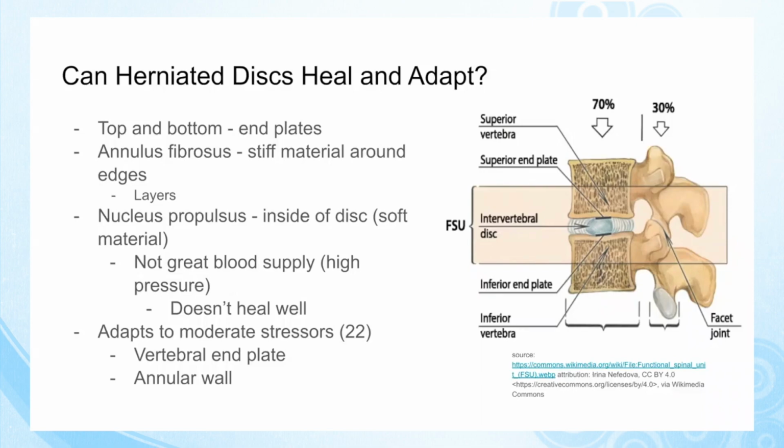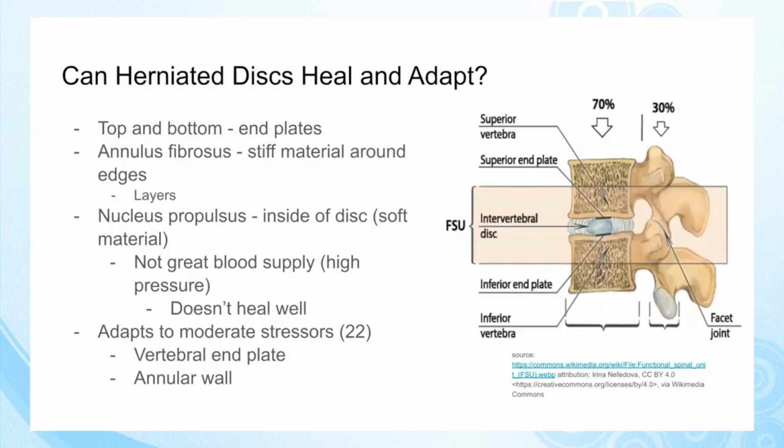So here's the thing. We had said the spine is built to dissipate forces. The discs in particular are designed to dissipate forces laterally. So what ends up happening is that inside the nucleus pulposus, there are high pressures. Because of these high pressures, there's not great blood supply. So the thought is this area doesn't heal very well at all, right?